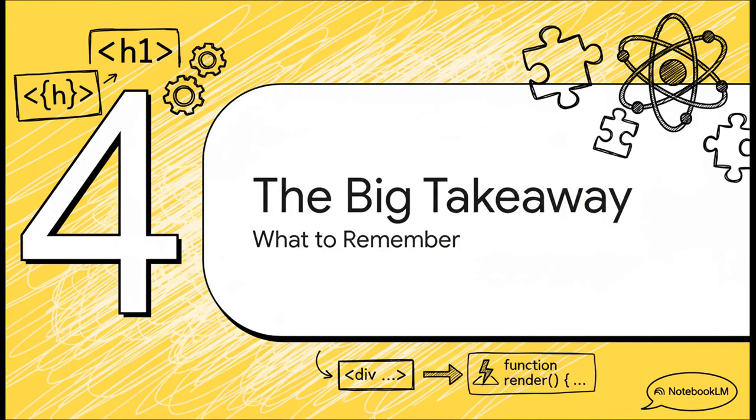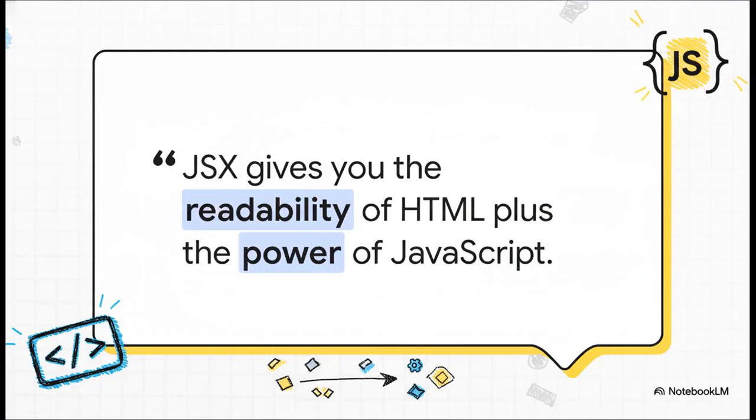So after all that, what's the one thing you absolutely need to drill into your brain about JSX? What's the main idea that ties this whole thing together? This is it. This is why JSX even exists. It gives you that familiar, easy-to-read syntax of HTML, which is just fantastic for describing a UI, but it combines it with the full expressive power of JavaScript. You can use variables, you can run loops, you can use logic, right there inside your markup.